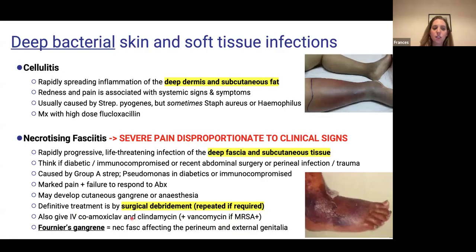And just to note that there is a specific type of necrotising fasciitis, which is called Fournier's gangrene, and that's essentially when you have necrotising fasciitis that's affecting the perineum and the external genitalia, so scrotum, and so on. And that's another one that you must never miss. And in that case, you would obviously involve urology as well.